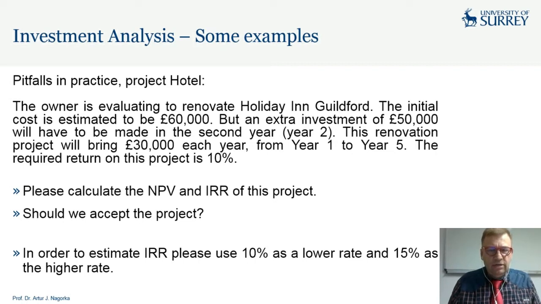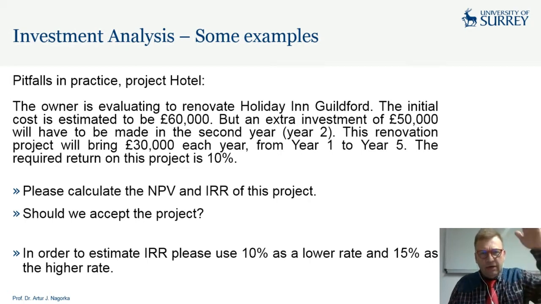Yes, we might try to calculate this. Obviously on the next page there is a table, but I would like you for a moment to imagine how to fill it up, because if at the exam you have something like this, you have to remember something. So let's read it carefully when we have pluses and minuses. So initial cost is 60,000. So we put it with what sign? And an extra investment of 50,000, what sign? Will have to be made in the year, which one? Year two. And we have the income, the revenue, every year from year 1 to year 5 of 30,000.